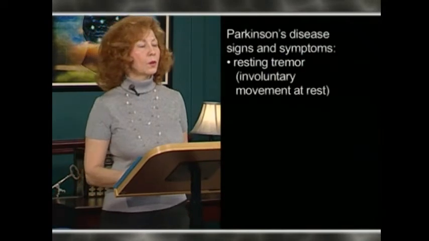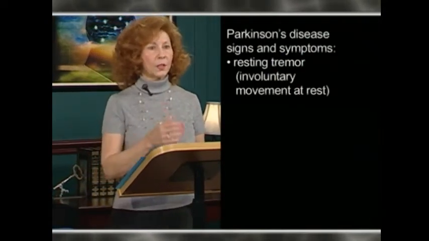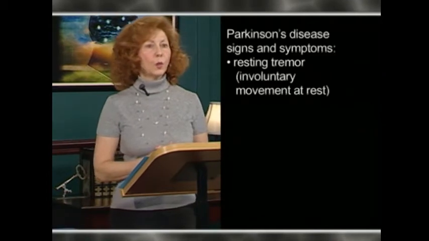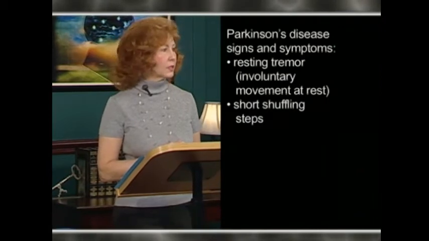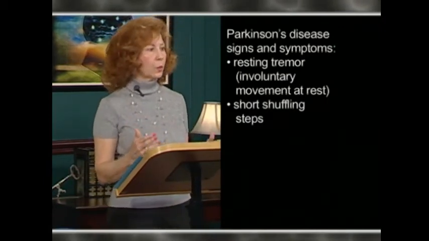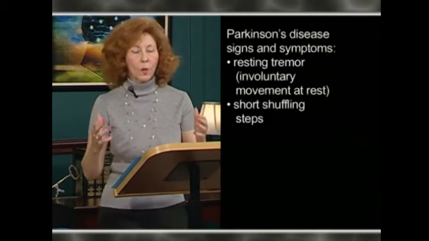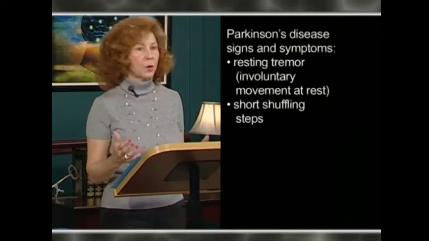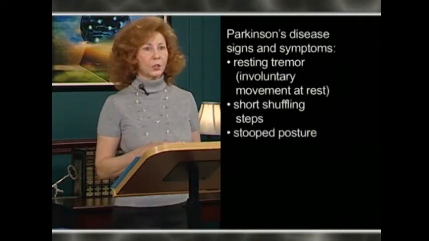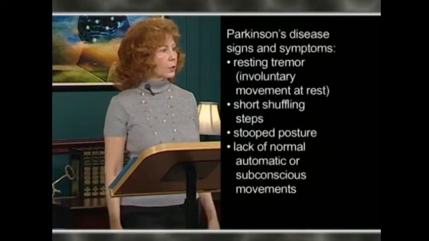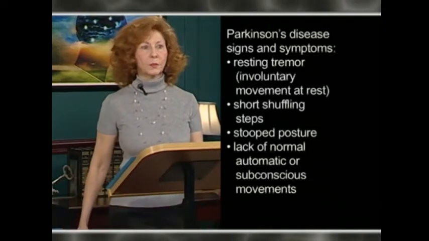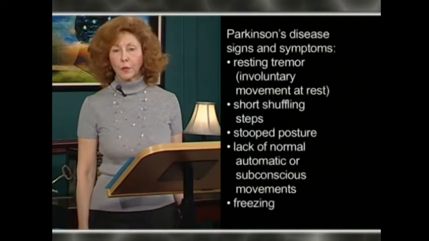What signs and symptoms would we see in this person? Well, we see a resting tremor, which is an involuntary movement at rest. I'm going to demonstrate that for you. When they walk, they have short shuffling steps, very characteristic of Parkinson's. They have trouble getting movement going, and they have trouble stopping movement. So once they get going, they often run into things because they can't stop the movement appropriately. They have a stooped posture. They have a lack of normal movements, like swinging their arms when they walk. When you walk normally, you swing your arms, and ultimately, they will freeze.